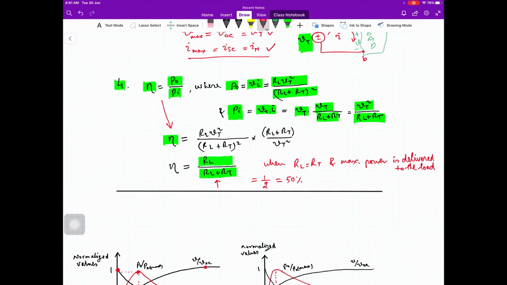This is very strange. You may be thinking that when maximum power is delivered to the load, power efficiency is maximum, but here when maximum power is delivered to the load, power efficiency is only 50%.